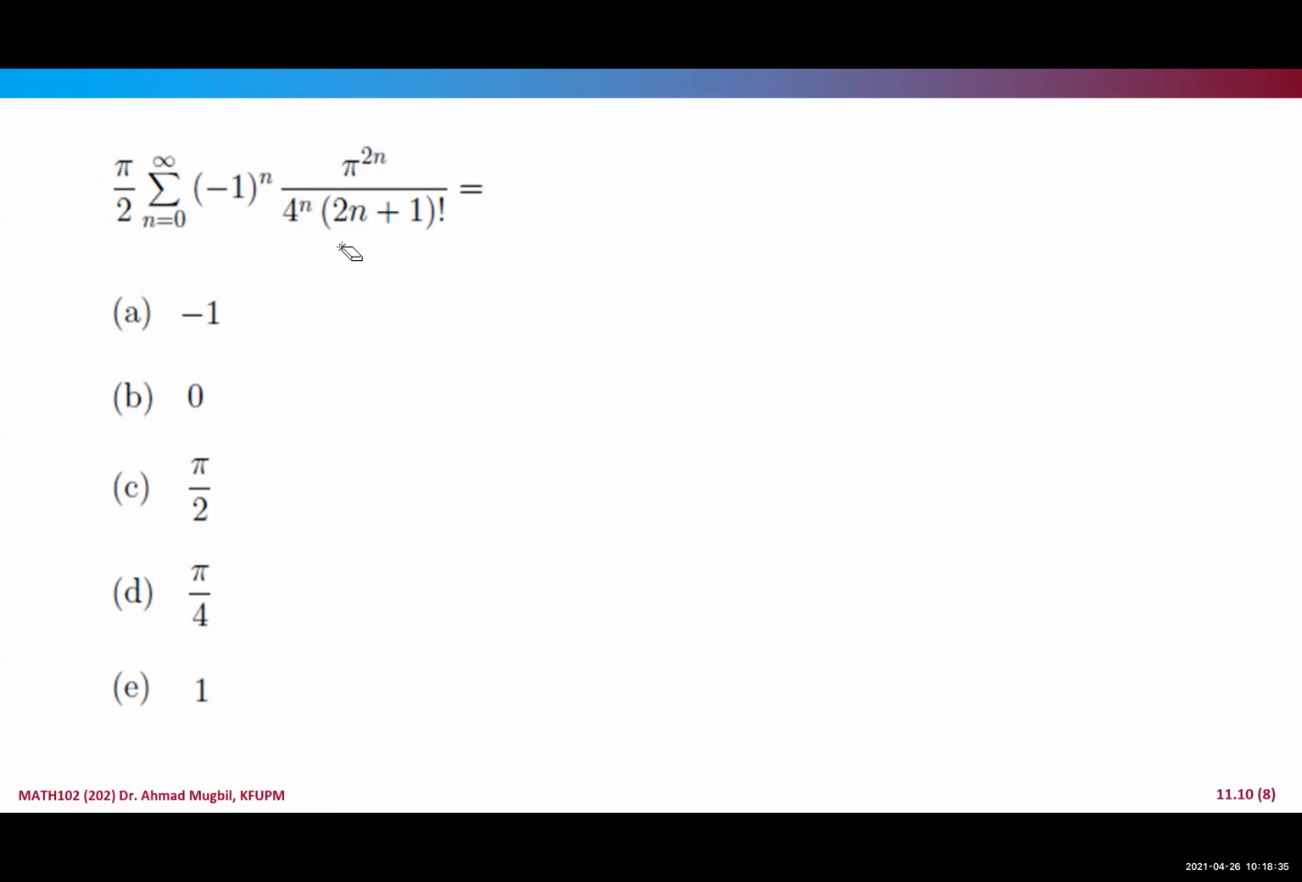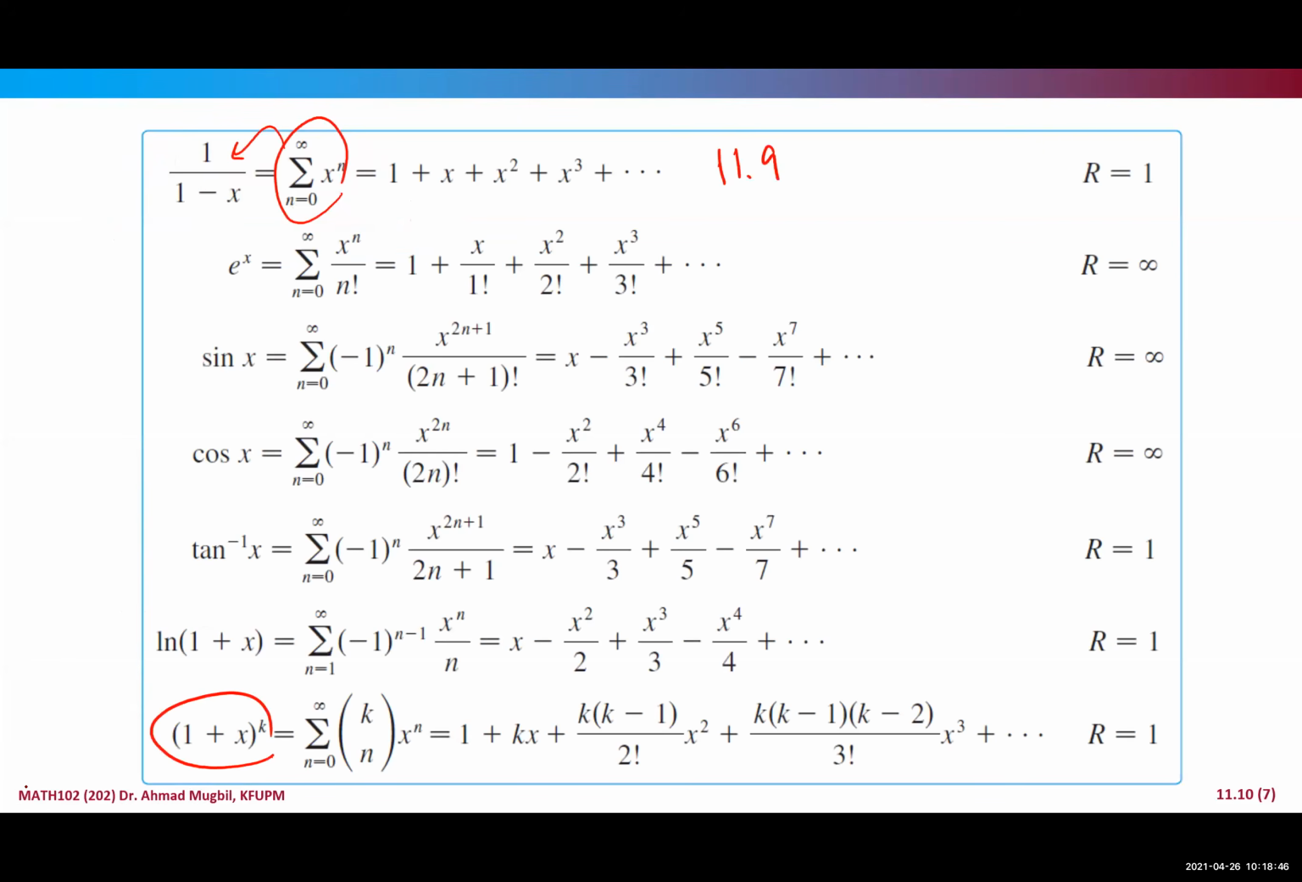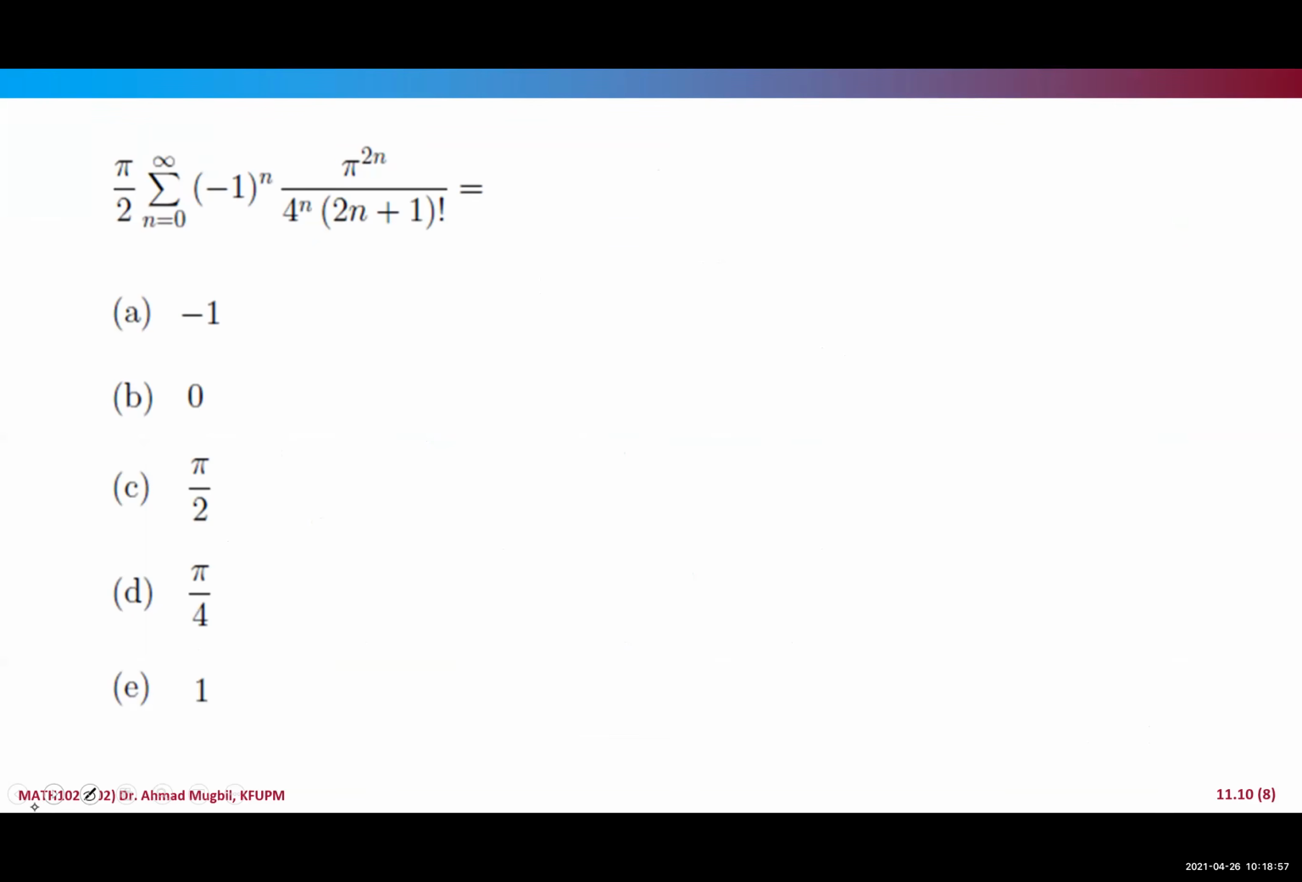So what we should do, guys, is try to simplify this so that it is similar to one of these formulas that we have here. So we have like here seven power series that is represented by a function, or functions that are represented by power series. So if you look here, we have pi over 2 as a coefficient outside. n starts from 0. This is good, by the way. This is mostly the case.